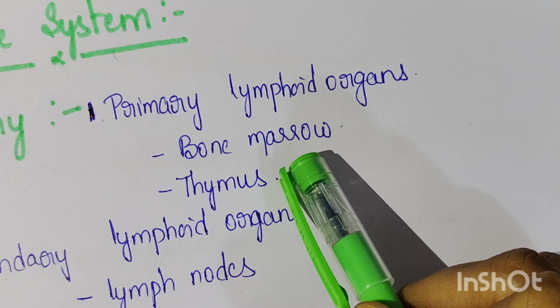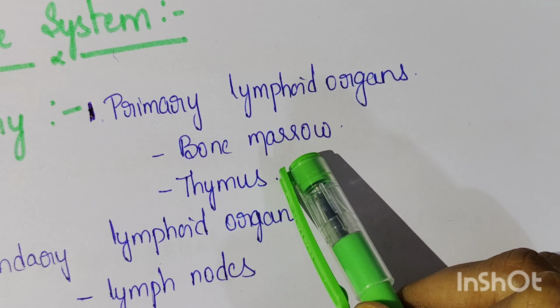Next is the MALT, that is mucosa-associated lymphoid tissue. This includes structures like tonsils, Peyer's patches that are present in the intestines, and the appendix. These tissues protect the mucosal surfaces of the body, which are common entry points for pathogens. So what are included in this? Tonsils, Peyer's patches which are present in the intestines, and the appendix.